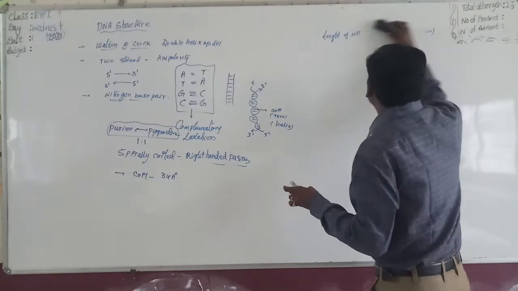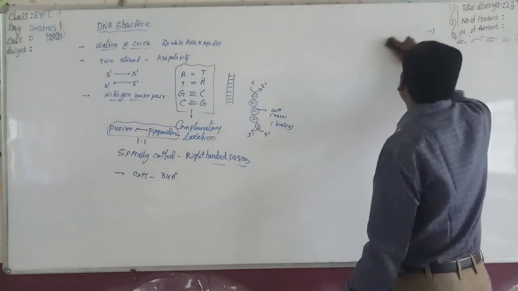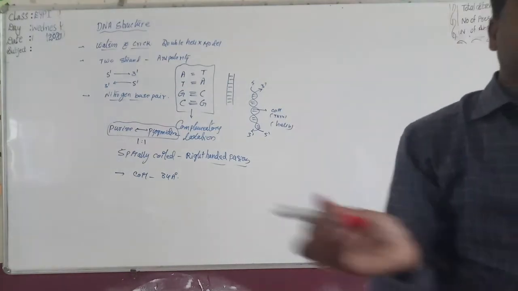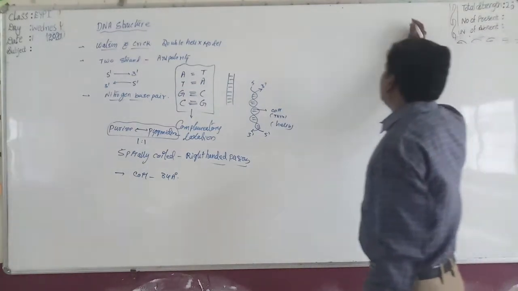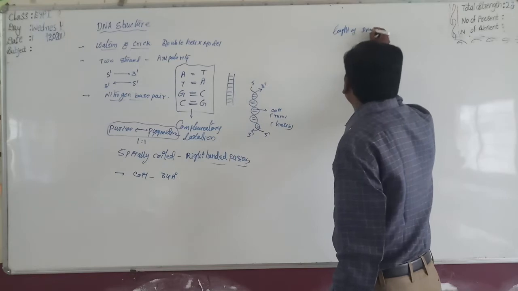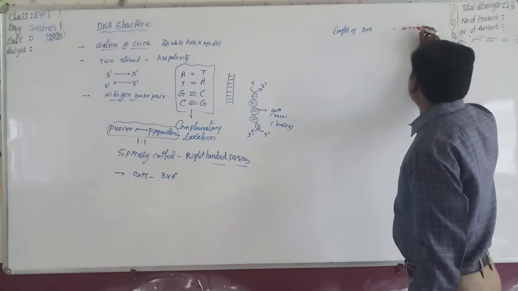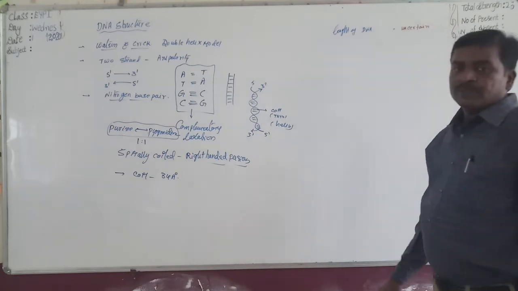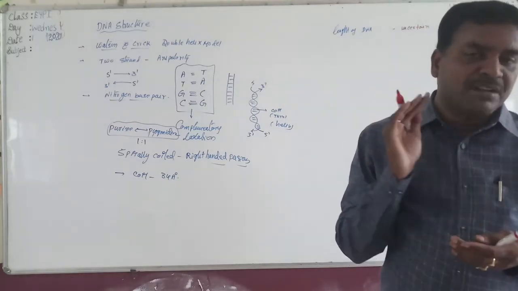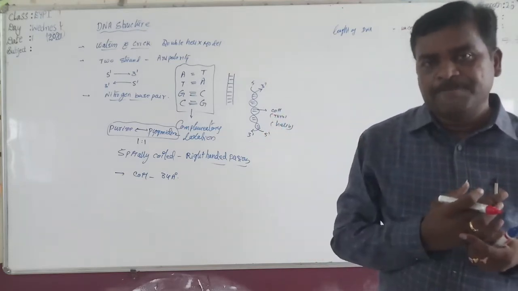Now coming to another point. Actually, the length of DNA molecule is uncertain. Uncertain means there is no standard length for a DNA molecule, and it is mainly based on the number of base pairs, number of nucleotides. Greater the number of nucleotides in any DNA molecule, automatically the length is also greater.